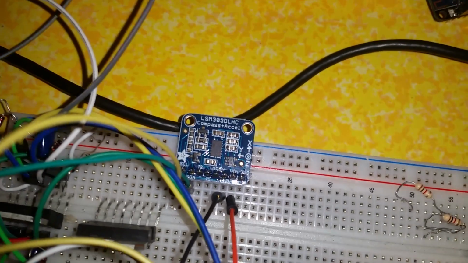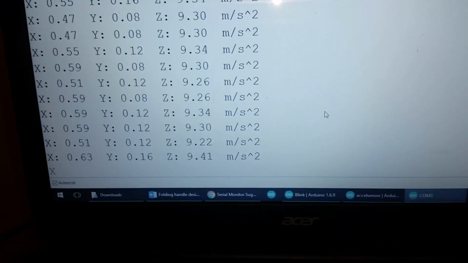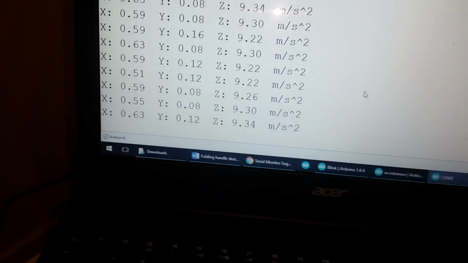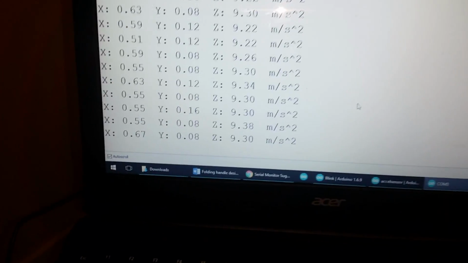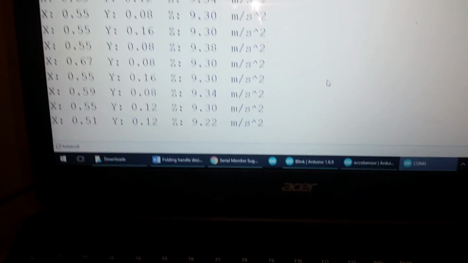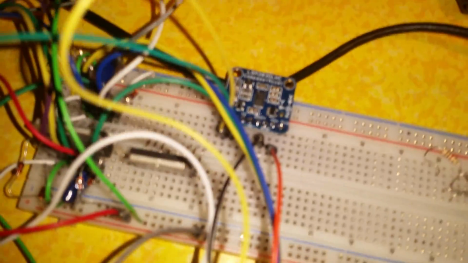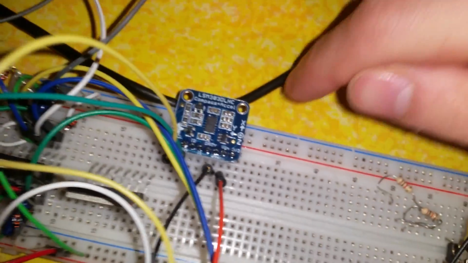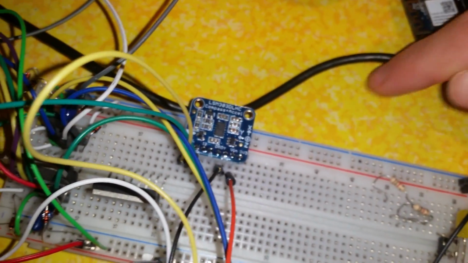Right now on my screen I see that Z has the highest value. It's around 9. Should ideally be 9.8 because of the acceleration due to gravity. Now, X and Y should ideally be 0, but calibration hasn't yet started. So, I'm getting around 9.8 through Z, which is to the center of the table.